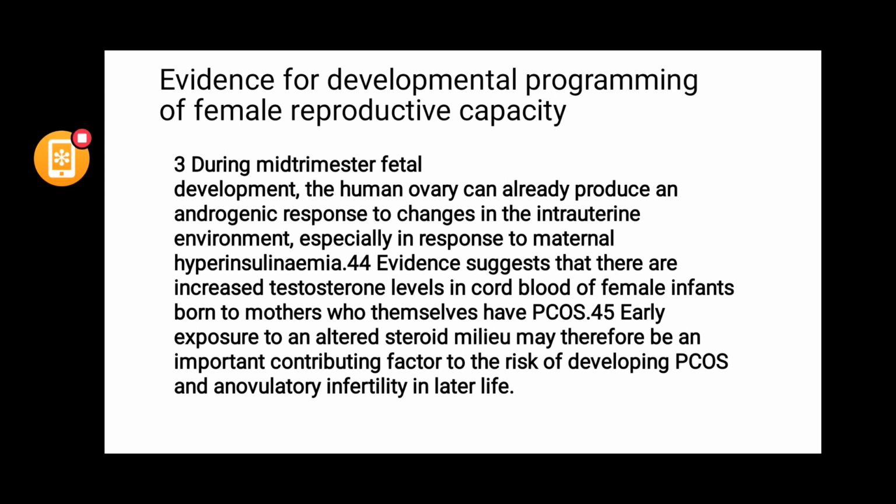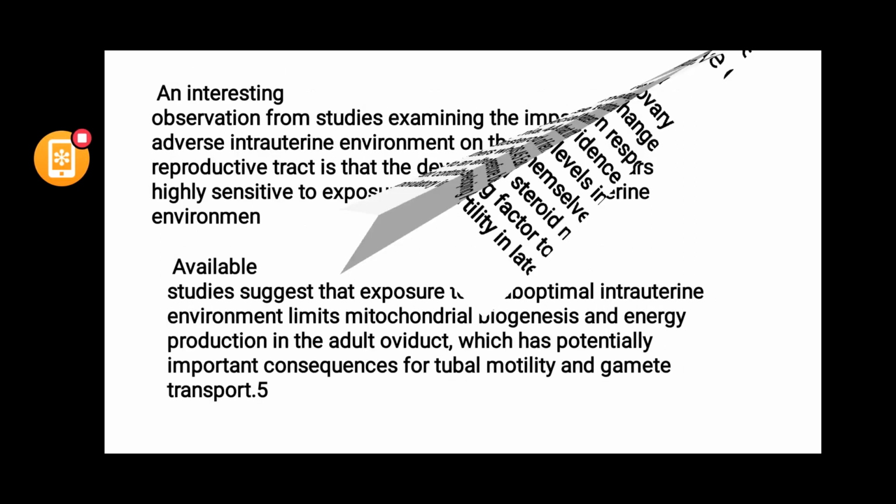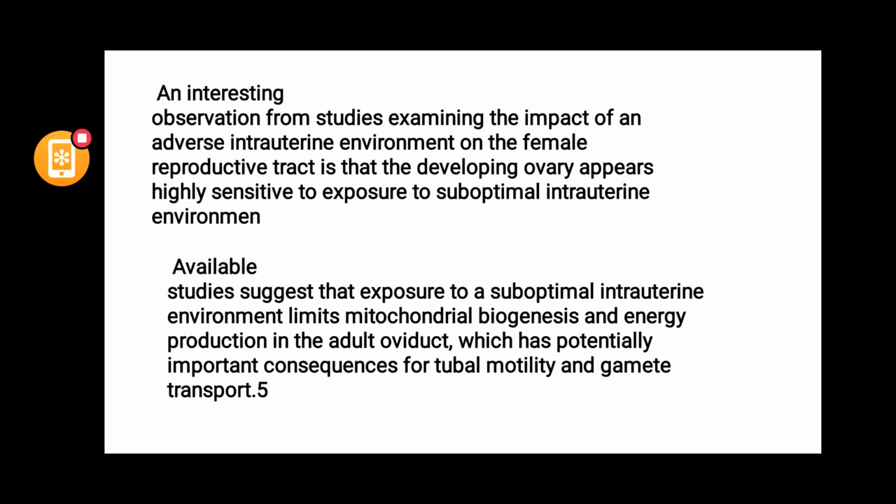Now, there is evidence that suggests that there is increase in the testosterone levels in the cord bloods of the female infants born to mothers who themselves have PCOS. Early exposure to altered steroid milieu may therefore be an important contributing factor to the risk of developing PCOS, and again it can cause unovulatory infertility in the later life. So those who have got PCOS, again there is a chance that the babies can have the same thing, and that is why we say that sometimes some things are inherited, right?